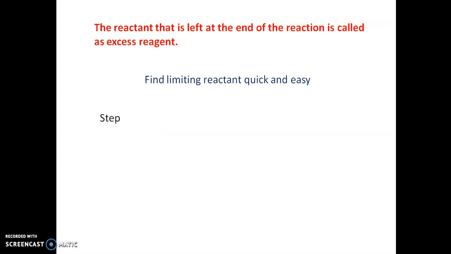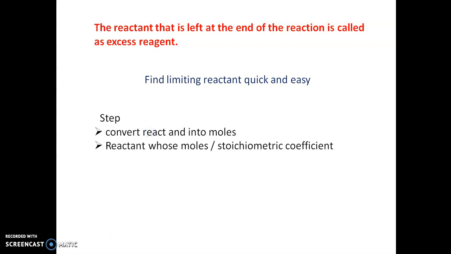So you have to follow these steps. First step is to convert reactant into its mole. Then second step is to divide the moles of the reactant by its stoichiometric coefficient, and third, the reactant whose ratio is smallest will be the limiting reagent. Okay. So this is the very quick and easy method to find out the limiting reagent in a given balanced equation.